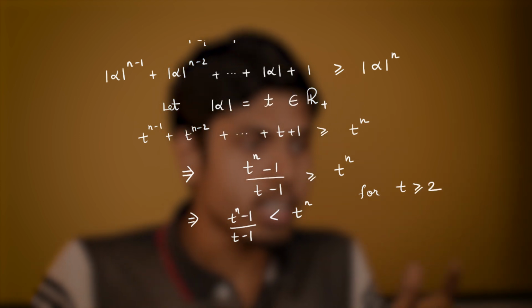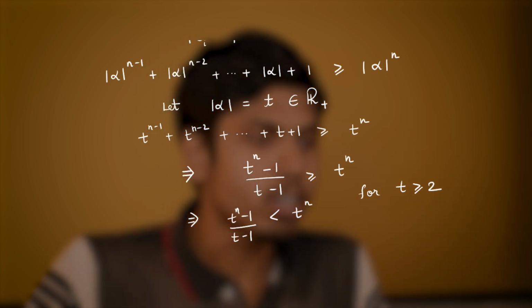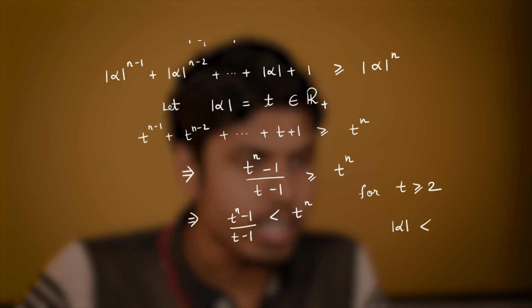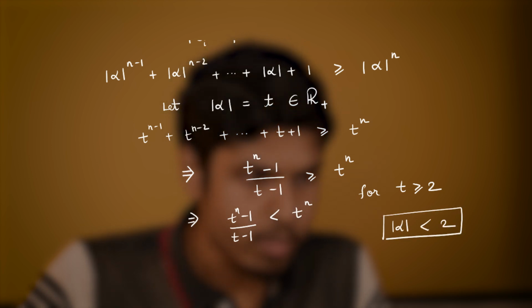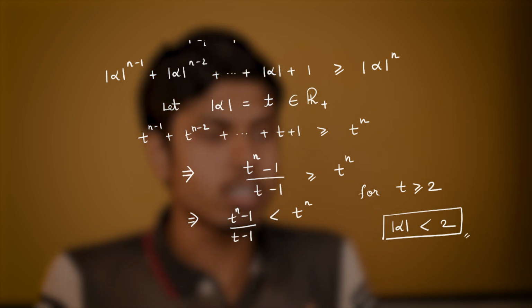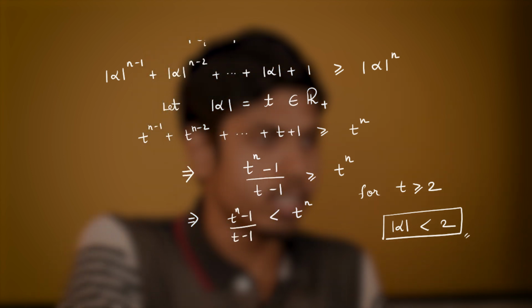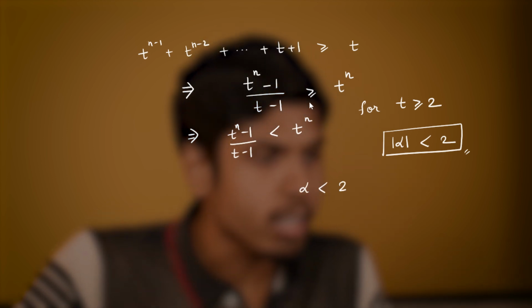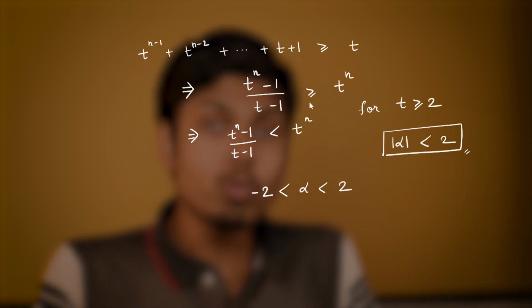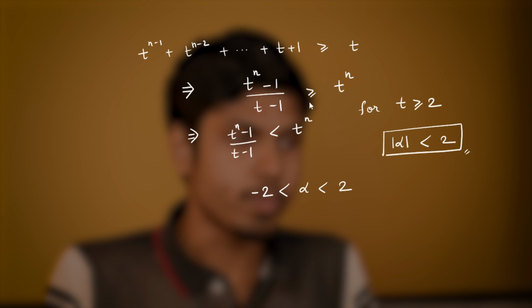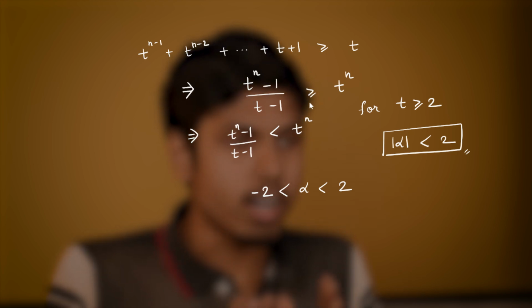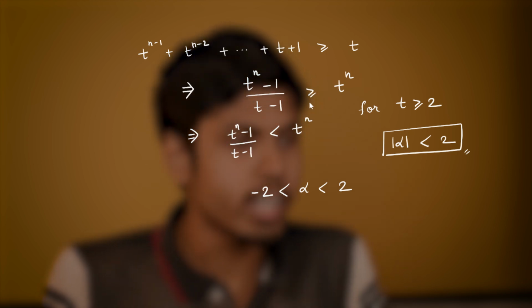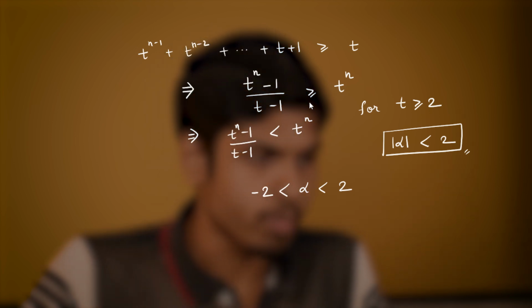Now this means that the inequality can't hold true. And hence, one can conclude that mod alpha must be strictly less than 2. So this is a conclusion that can be reached. So in other words, alpha can be less than 2 and greater than -2. But we do not know whether there exists a real root. So this is just under the assumption that if it exists, then it must be between -2 to 2.